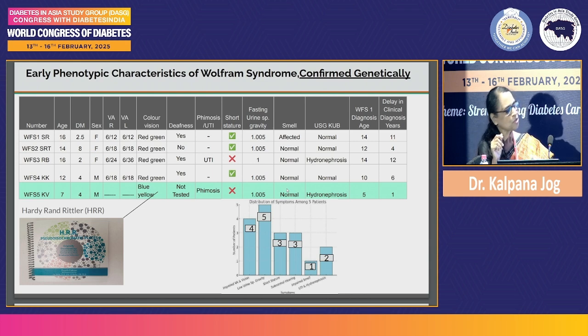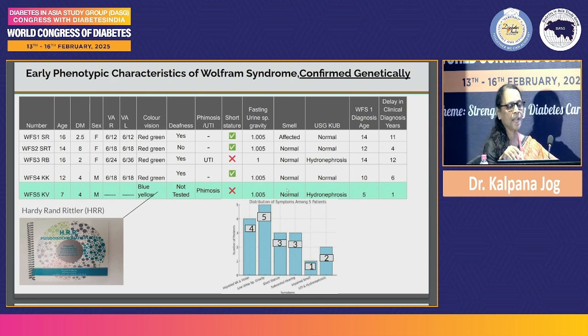I want to focus on the last patient only. This is a male child, who developed diabetes at the age of 4 years, and had symptomatic phimosis at the age of 5 years. As per the protocol, we did the sonography and it showed a mild to moderate degree of hydronephrosis. Specific gravity was suggestive of diabetes insipidus.